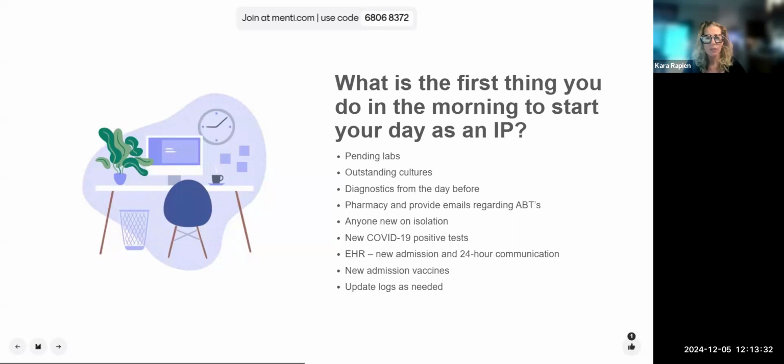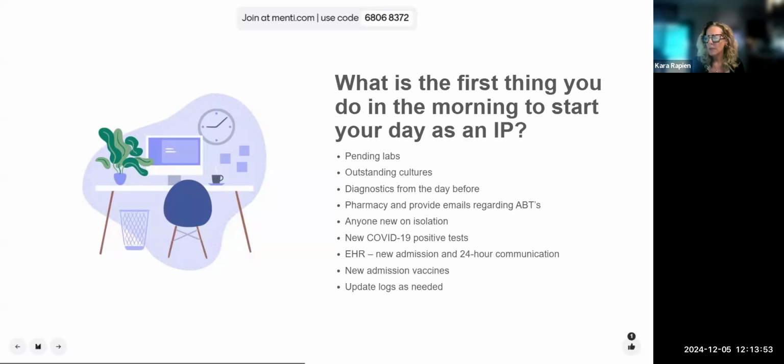You're also going to take a look at new admissions. You're going to look if they were admitted on an antibiotic. Do they have a history of infections? And if so, you're going to look at initiating prevention measures and making sure that those staff are aware that those residents are at high risk for future infections.